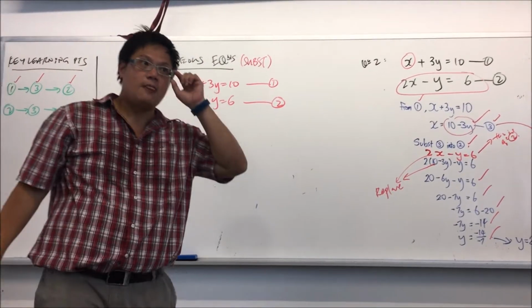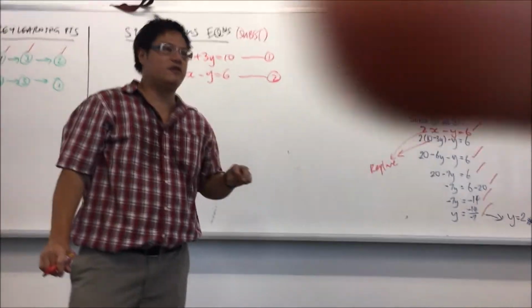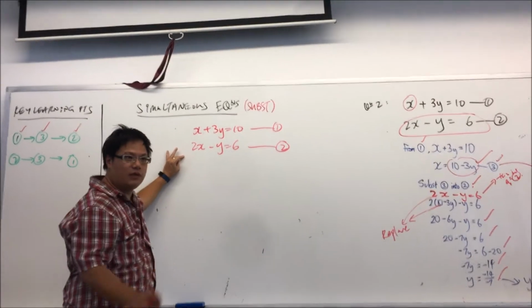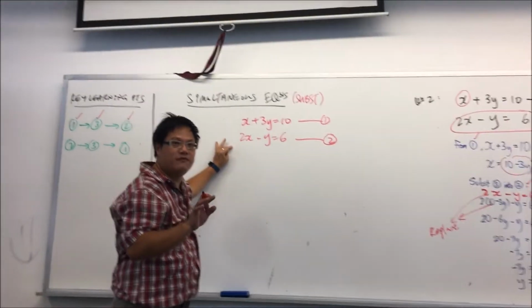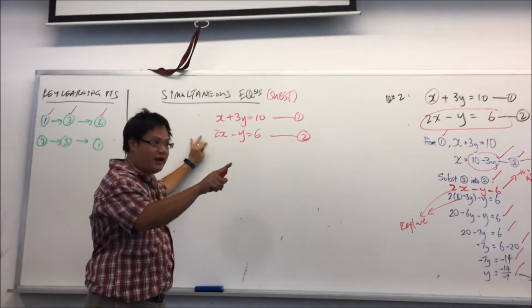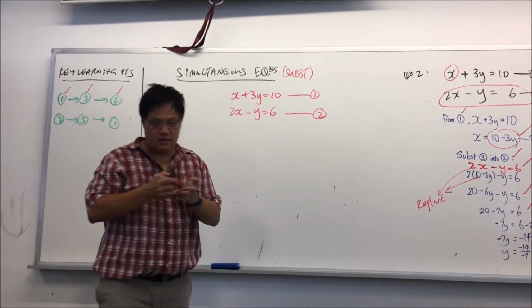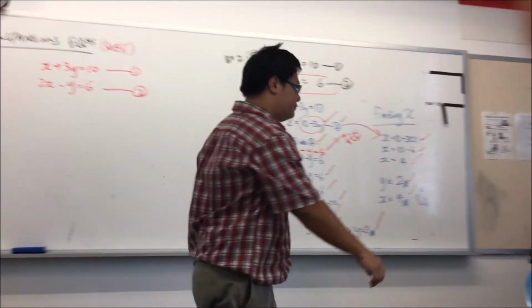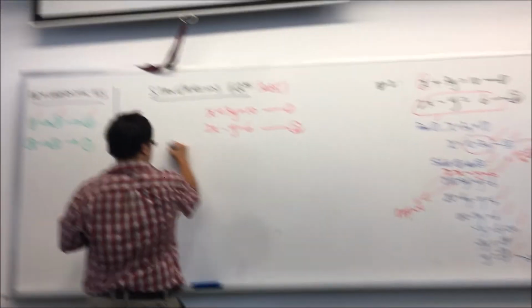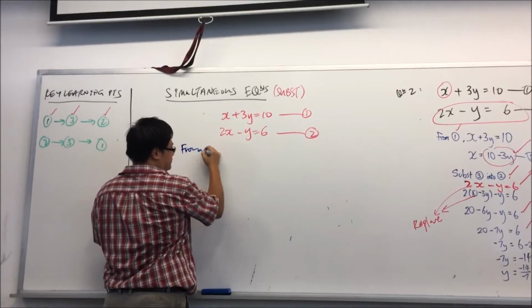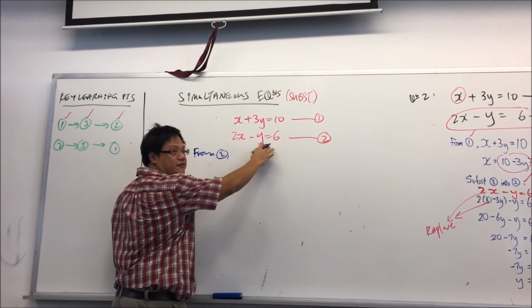What happens if instead of equation 1, I make x the subject of the formula from equation 2? That was what Shemaine did, right? Let me show you what happens. I get my marker first. It will look more complicated. From equation 2, I make x the subject of the formula.